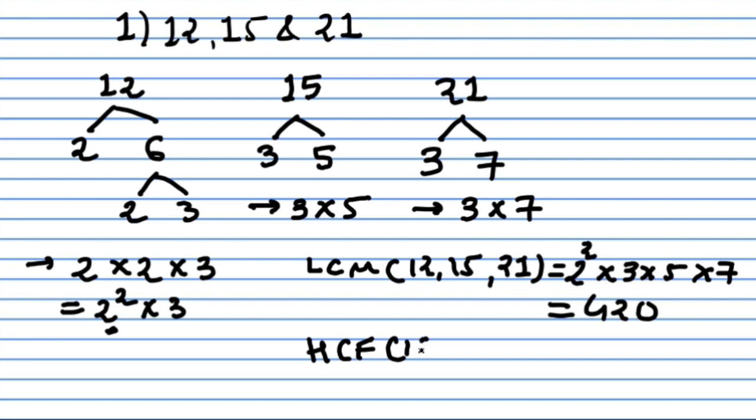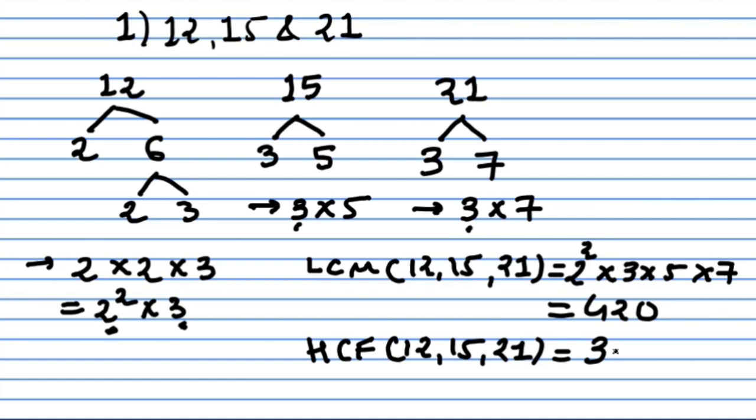The HCF of 12, 15 and 21 is the highest common factor. As you can see, here 3 is there, here 3 is there, and here 3 is there. So the HCF is 3. By this method we can find the solution for the given numbers.